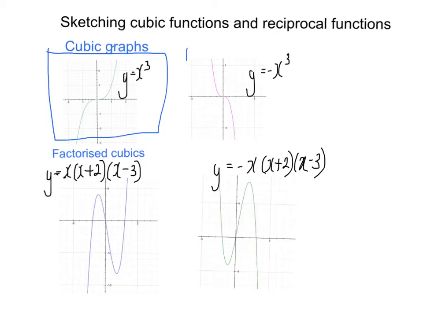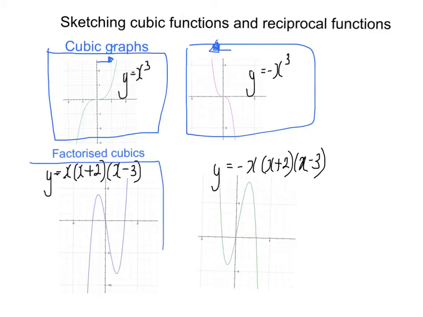And associated with it is this one here, where you've got y equals minus x cubed. So positive x cubed is leaning forward, whereas negative x cubed is leaning backwards. Okay, right. You also need to understand how to sketch factorised cubics. Let's just look at one first. This one here, that's the equation.